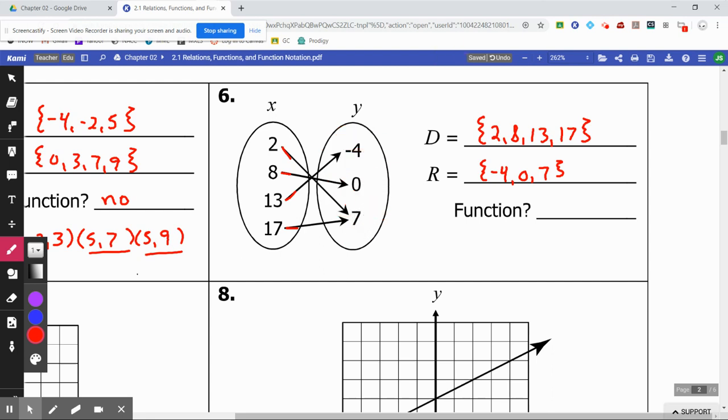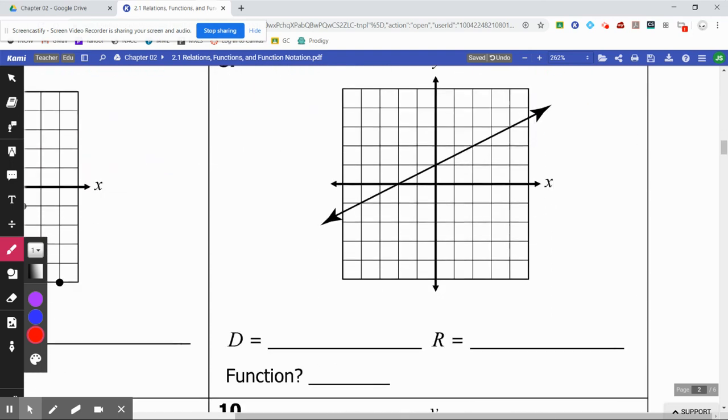However, even though both 2 and 13 are paired with 7, each of them have only one arrow. So each of them, 2 is paired with 7, 17 is paired with 7. Again, that's like 2 different items having the same price. That will be fine. That is still, yes, a function.